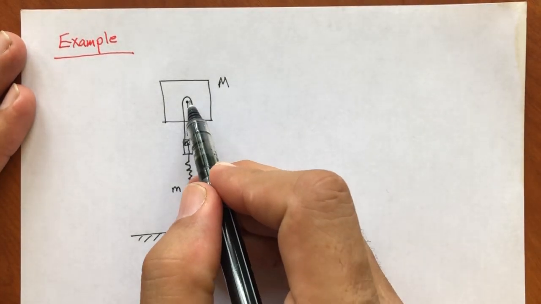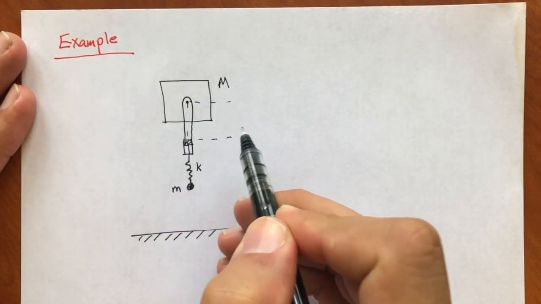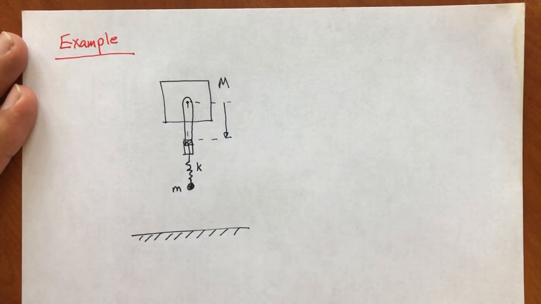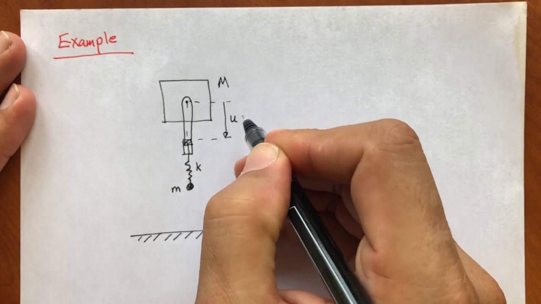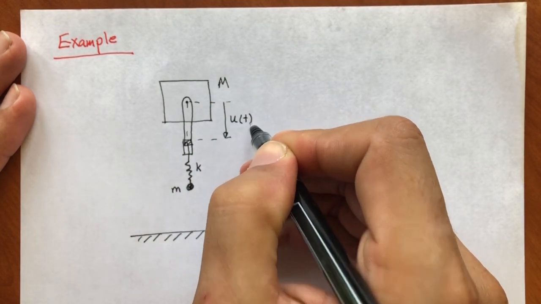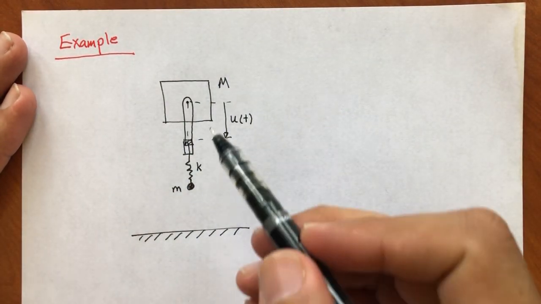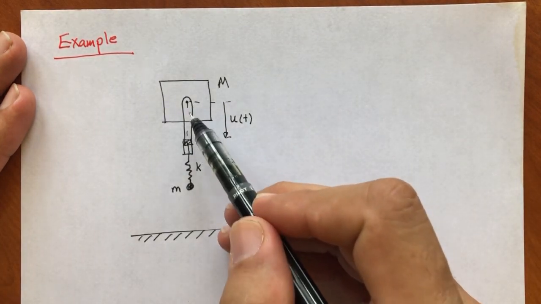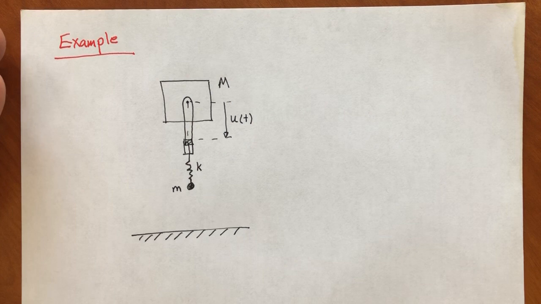So the actuator is controlling this distance. Let's say the distance is u, and at this time u(t). So we have a computer, let's say, which is controlling this u(t). So it can increase this distance or decrease it.